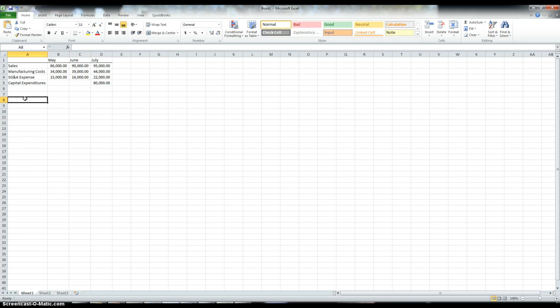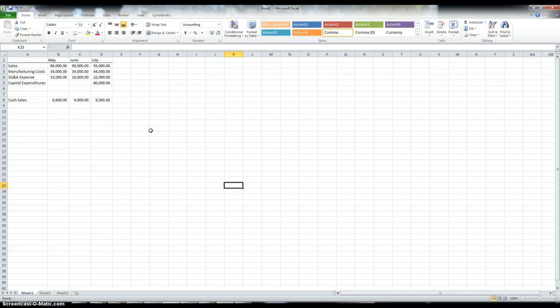So let's break this down piece by piece. The next thing it says is the company expects to sell 10% of its merchandise for cash. So we know what we're trying to create is cash receipts, right? So cash sales, and we know that's going to be 10% of our total sales. So we're going to multiply our total sales by 0.10 for each month, and that will give us our cash sales for each month.